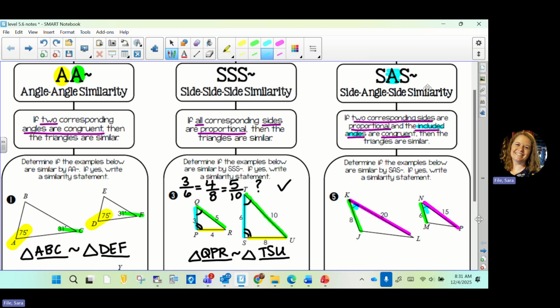Now we just need to check the proportion of these two sides and make sure they actually are proportional. So I'm going to say 8 is to 6 as 20 is to 15. And when I go to check that, 8 is to 6, 20 is to 15.